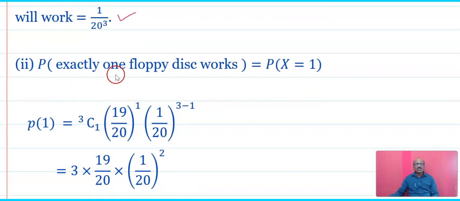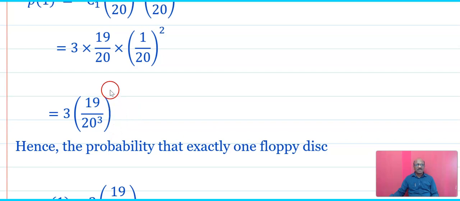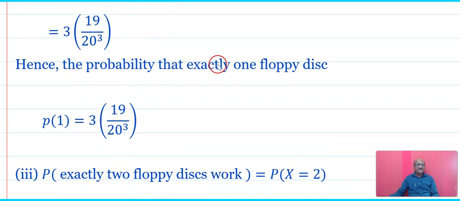Next, exactly one floppy disk works. P of capital X is equal to 1. Therefore, P of 1 is equal to 3C1, 19 upon 20 raised to 1, 1 upon 20 raised to 3 minus 1. 3C1 means what here? 3. 3 into 19 upon 20 into 1 upon 20 raised to 2. Okay, and this we can again simplify. That is 20 raised to 1 and 20 raised to 2, that is 20 raised to 3. And here 19 remains. Therefore, it is 3 into 19 upon 20 raised to 3. Here, the probability that exactly one floppy works is P of 1 equal to 3 into 19 upon 20 raised to 3.